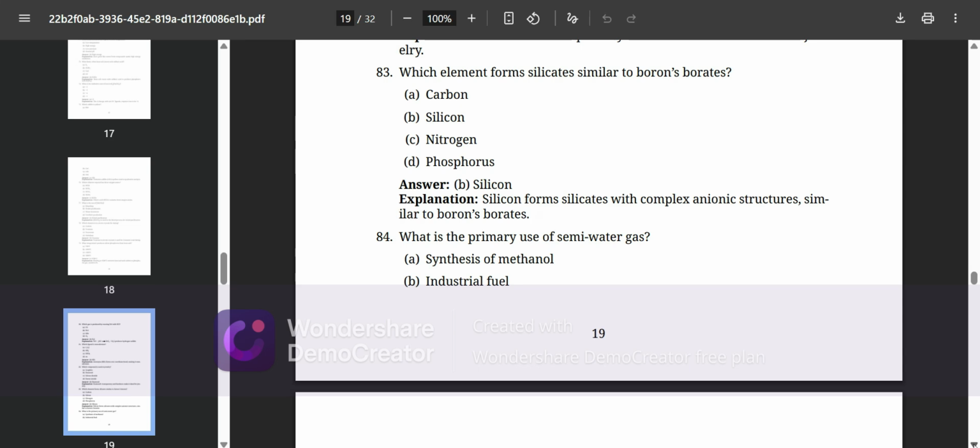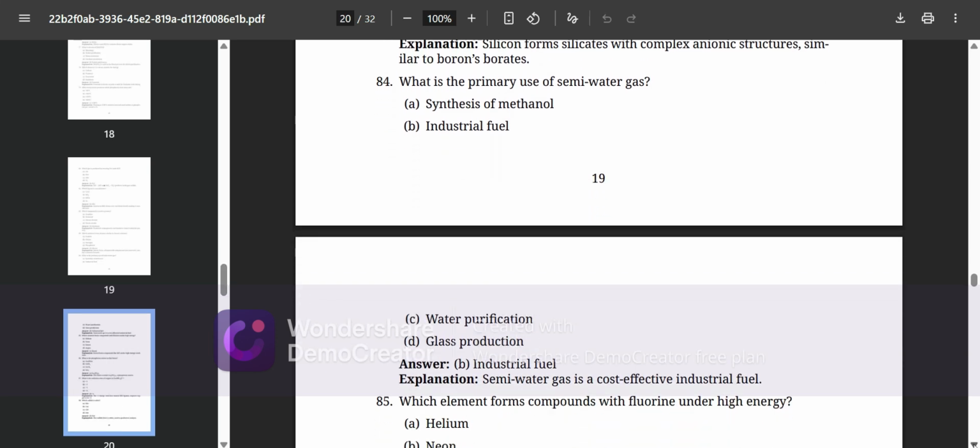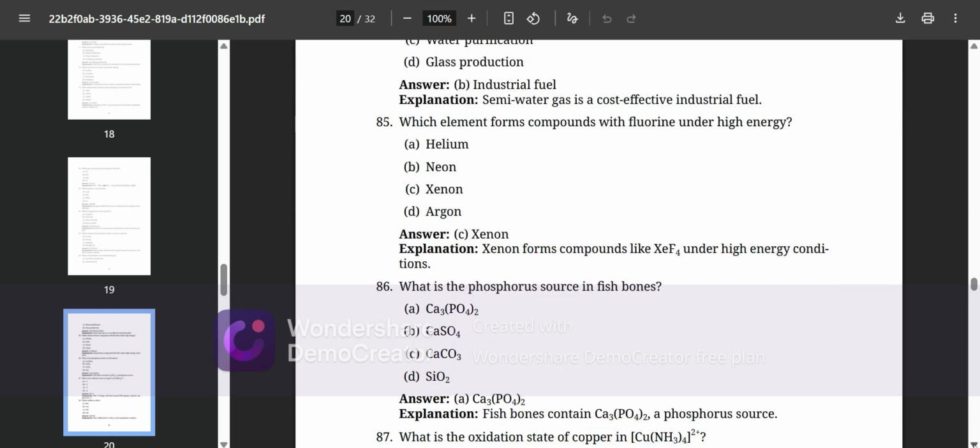What is the primary use of semi-water gas? Industrial fuel. Semi-water gas is a cost-effective industrial fuel. Which element forms compounds with fluorine under high energy? Xenon. Xenon forms compounds like XeF4 under high energy conditions.